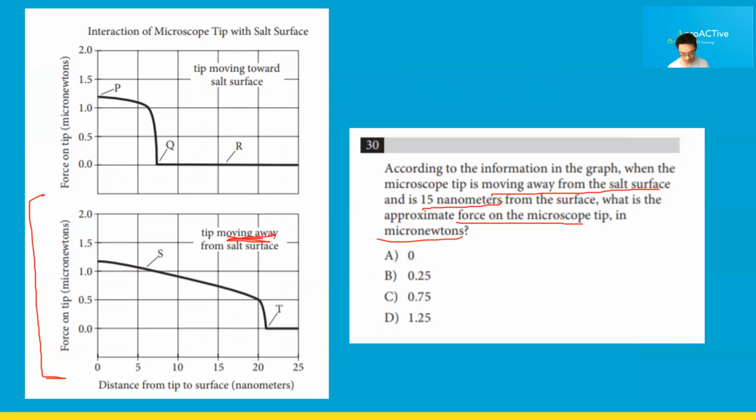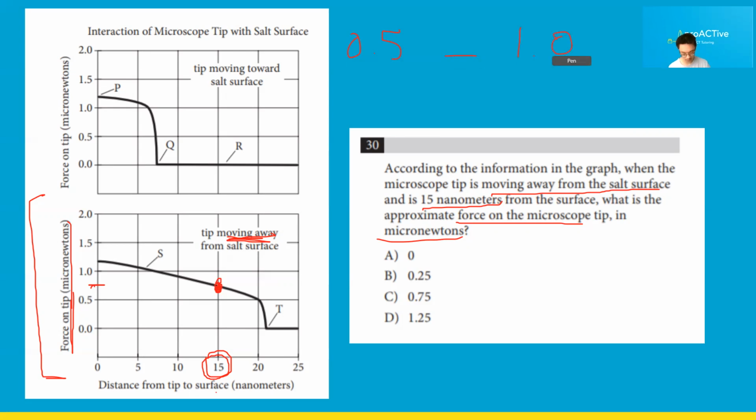So in this graph, when the microscope tip is 15 nanometers from the surface, what is the approximate force on the tip in micronewtons? So the force is represented here. So at 15 nanometers, the force would be right here, right? This is where the graph is. So the force would be somewhere between 0.5 and 1.0, right?